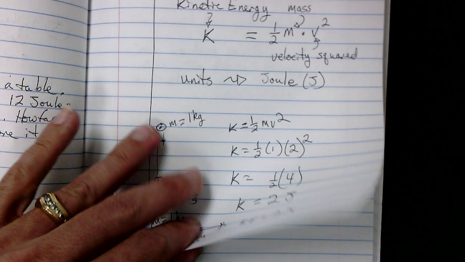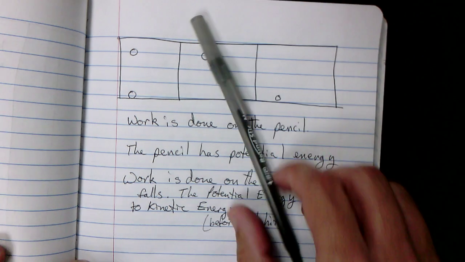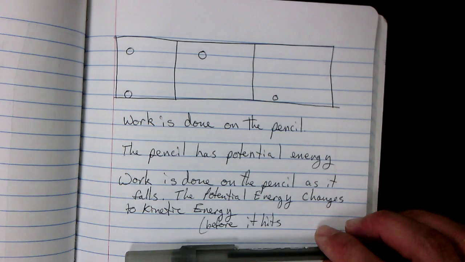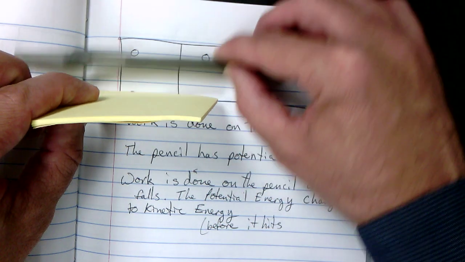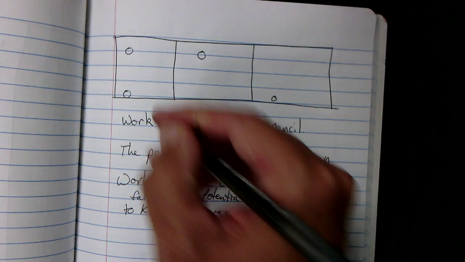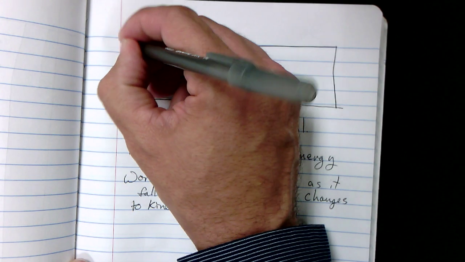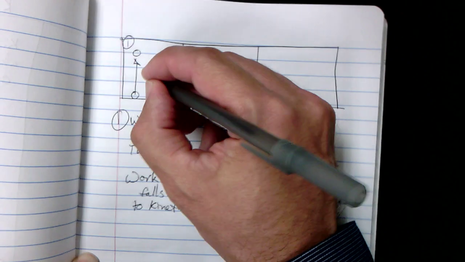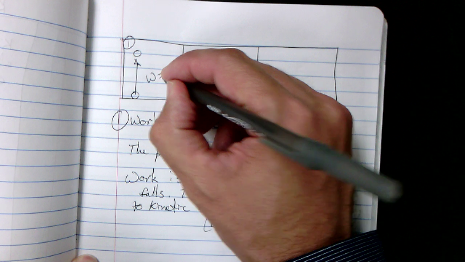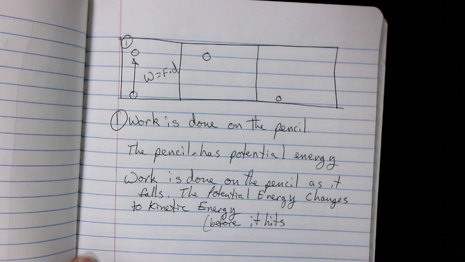Okay, all right, so let's take a look at a cartoon that kind of explains this a little bit. So we're going to take our pencil and we're going to pretend that this is our table. So I got my table, I got my pencil, and I'm going to lift the pencil off the table. Okay? So as I lift the pencil off the table, this is panel number 1, work is done on the pencil. So I'm doing work. I've got a force times a distance, also known as the height that we lifted.